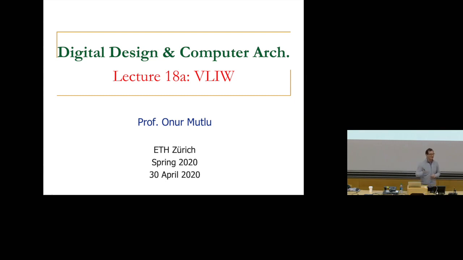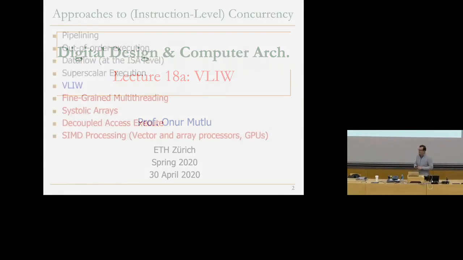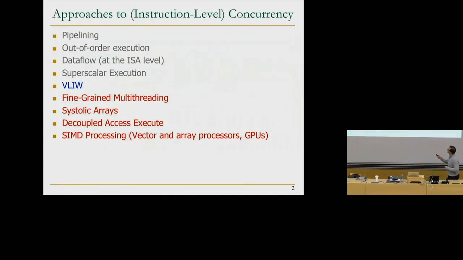So I'm switching to VLIW, which is one of the execution paradigms. Remember that we're covering a bunch of execution paradigms. We've covered pipelining, out-of-order execution, data flow, superscalar execution, and now we're going to switch to VLIW. We've also covered fine-grained multi-threading, but if you have time, I'm going to go over that again. But this depends on whether you have time or not. And then today, we're going to go into systolic arrays and decoupled access and execute.